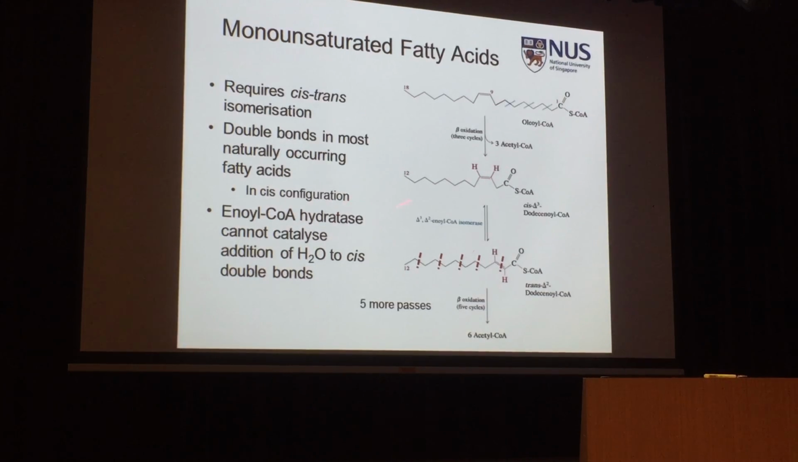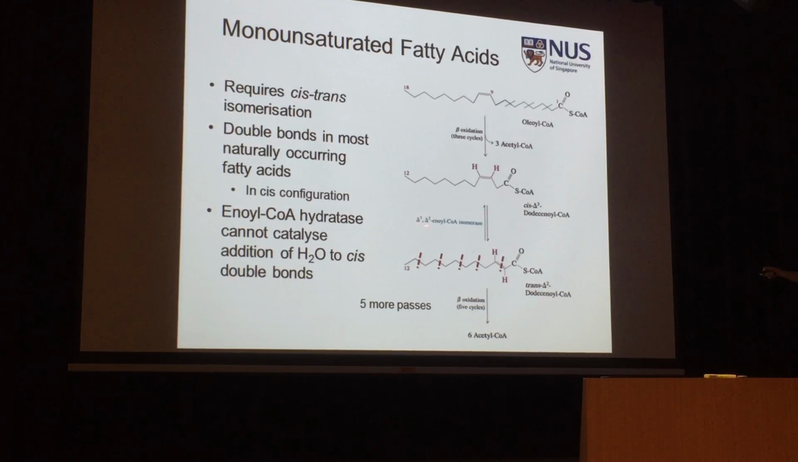So we need extra help now. This extra help comes in the form of an enzyme called delta-3, delta-2 enoyl-CoA isomerase. Just now we said this is carbon 1, 1, 2, 3. So this is the third carbon over here. So the double bond is at the third carbon, delta 3, and it is called cis.